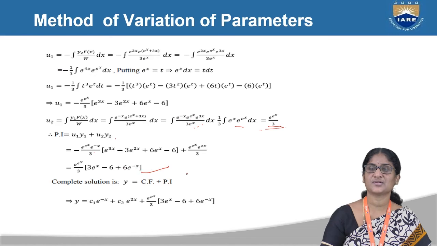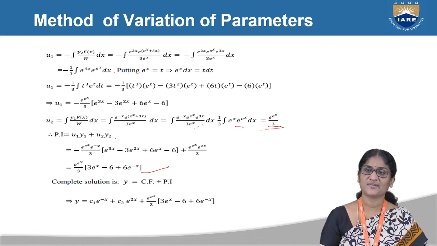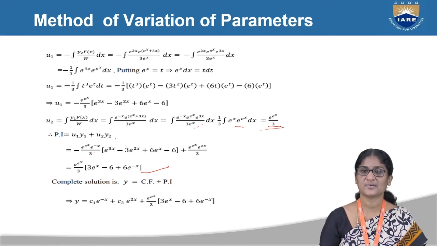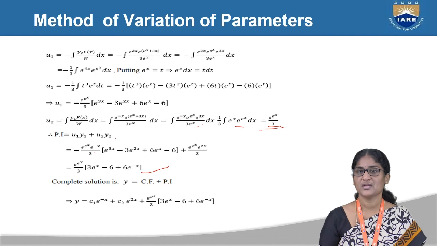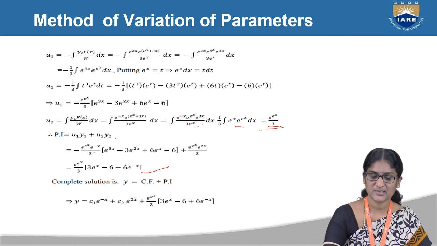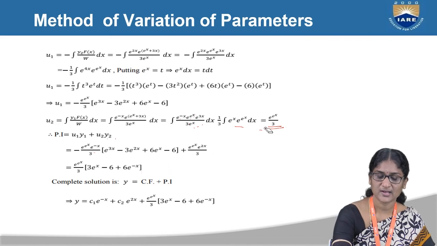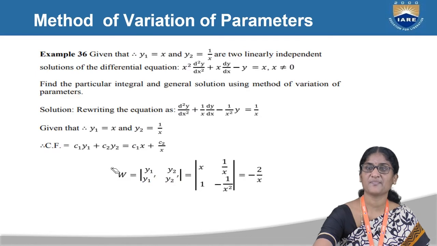So the complete solution is given by complementary function plus particular integral, which is equal to c1 e power minus x plus c2 e power 2x plus e power x by 3 into 3 into e power x minus 6 plus 6 into e power minus x. This is how we can find the solution by using the method of variation of parameters.